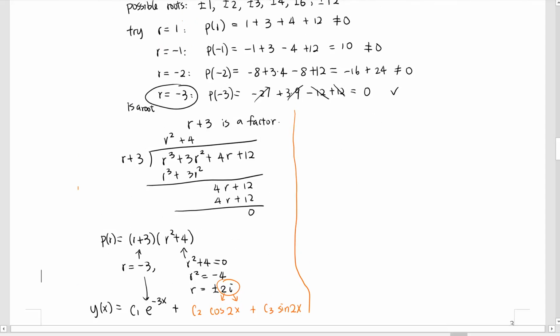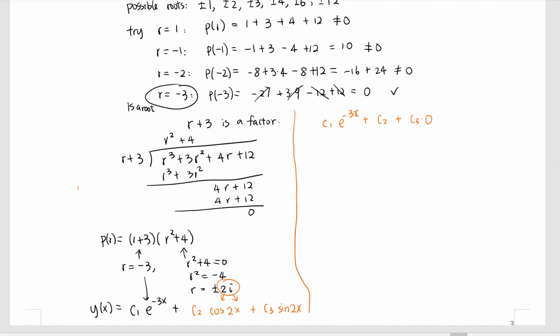So when we plug in pi, we get C1 e to the minus 3 pi plus C2 cosine 2 pi. Well, cosine 2 pi is like cosine 0. Cosine 0 is 1. And what is sine 2 pi? That's like sine 0, which is 0. And the answer is 1. So 1 is y of pi. Okay, oh, this is gone. Okay, so we get the first equation.